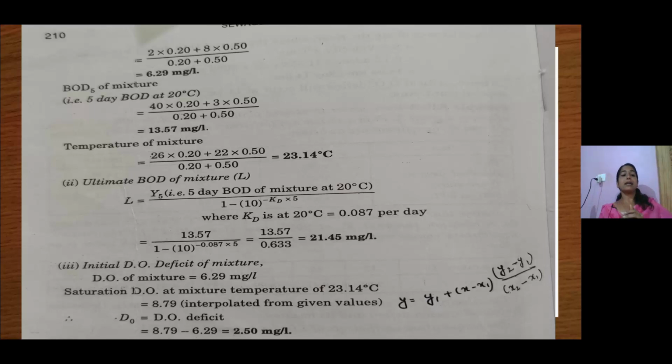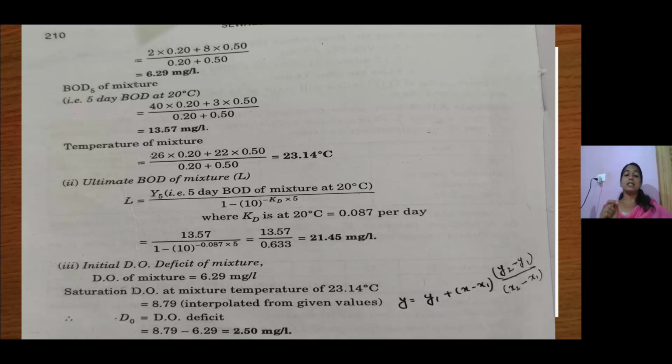Then next we can calculate the ultimate BOD of mixture, that is L, by using the equation YT is equal to L into 1 minus 10 raised to minus KD into T. Here Y5, that is YT, is already calculated. You can substitute that value, and also the value of KD is also calculated. Then substitute all these values, you get the ultimate BOD of mixture, that is L.